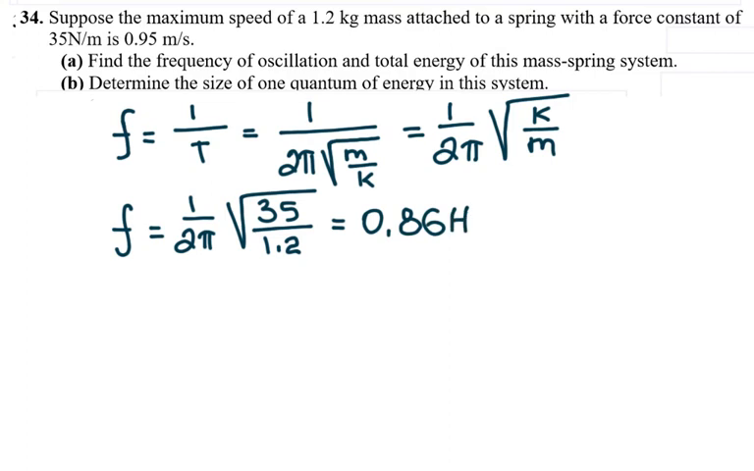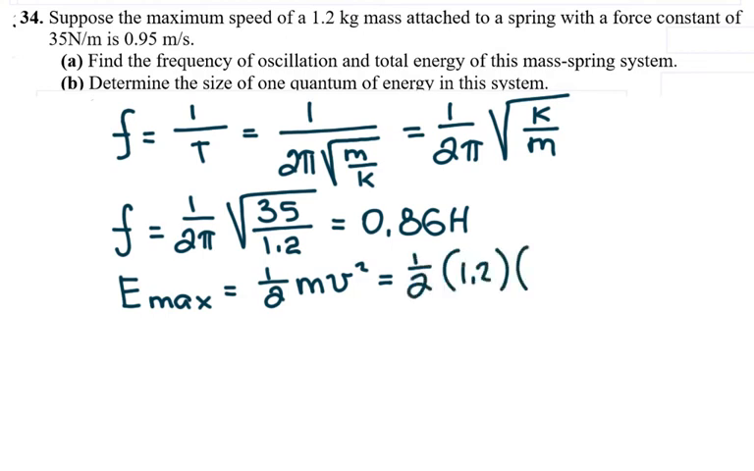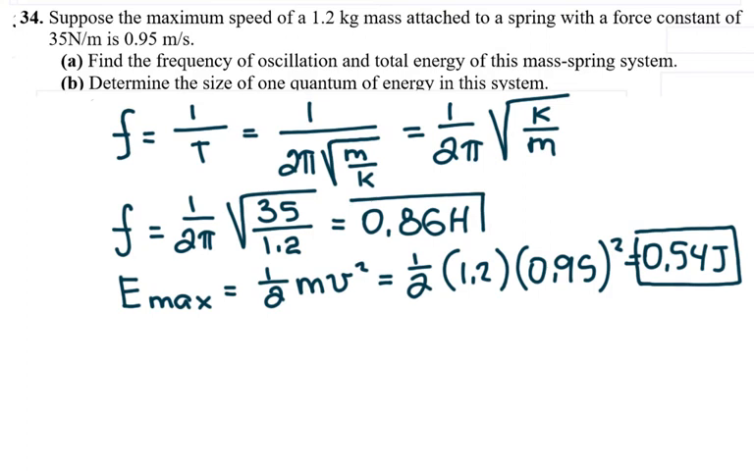And then if I want to calculate the maximum energy of the system, I can use the kinetic energy of the system, which is 1/2 mv squared. I don't know the compression of the spring, so I cannot use potential energy. That is equal to 1/2 times the mass, 1.2, times the velocity, 0.95, squared. So that gives me 0.54 joules.